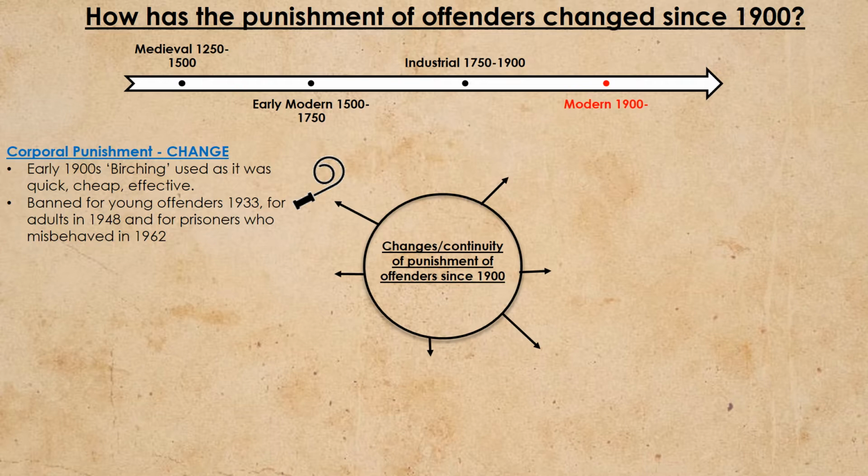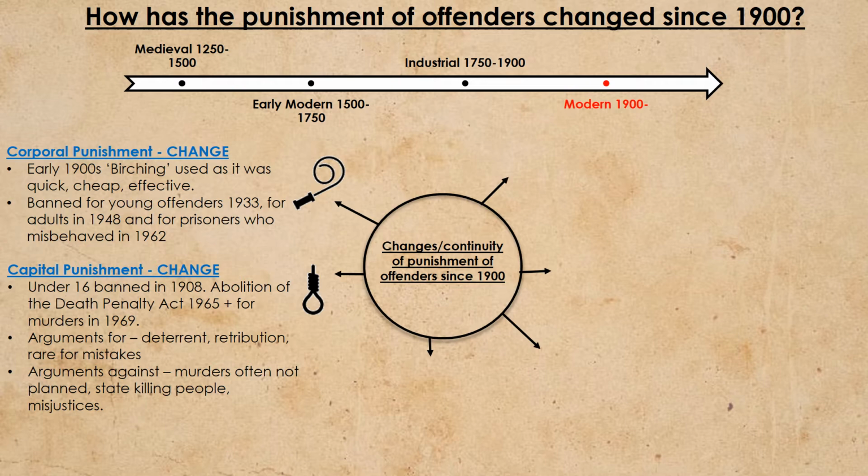However, as attitudes begin to change on physical punishments and the punishment of offenders in general, it's banned for young offenders in 1933, it's banned for adults in 1948, and it's then banned for all prisoners, including those that have broken rules in jails, in 1962. So this is a really significant change because in every time period that we've looked at prior to 1900, there has been some sort of physical punishment used on criminals and offenders.